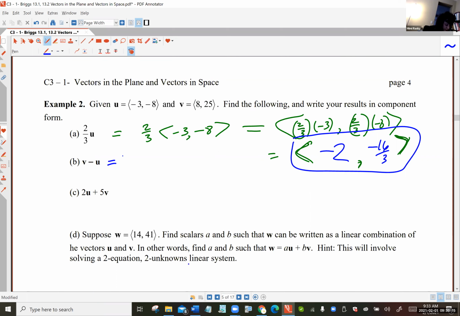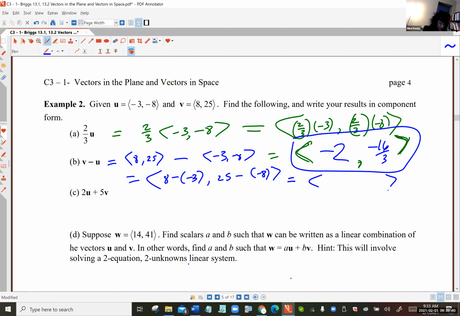So with v minus u, you're simply going to take the v vector and then subtract the u vector, and you should get a vector where you take the difference of the x components to get the new x component and the difference of the y components to get the y component. So your final answer after you do the arithmetic is what? 11 and 33. Did everybody get that? Yes.